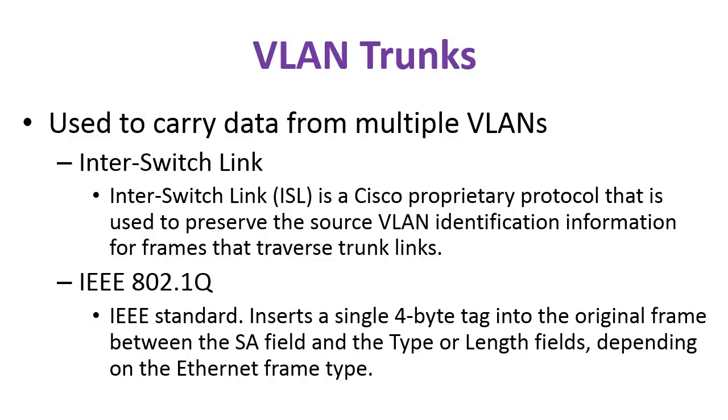The first is Inter-Switch Link, or ISL, and that's a Cisco proprietary protocol that is used to preserve the source VLAN identification information for frames that traverse trunk links. And then there is, I would say, the more popular 802.1q, which is an open standard, and it performs a little bit differently than the Cisco proprietary protocol.